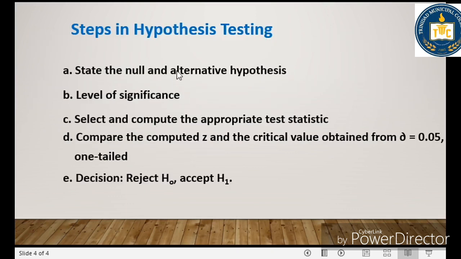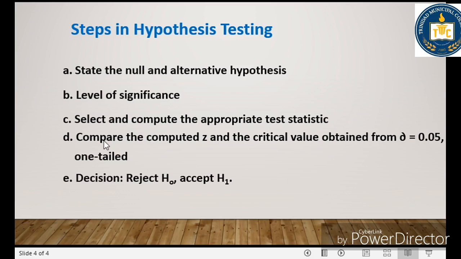Okay, so I have here the steps in hypothesis testing. So, 5 steps. Letter A, we need to state the null and the alternative hypothesis. Letter B, we need to state the level of significance. Don't worry, the level of significance is given already in the problem. Letter C, we need to select and compute the appropriate test statistics. After gathering the numerical data, we use the appropriate formula to solve the problem.